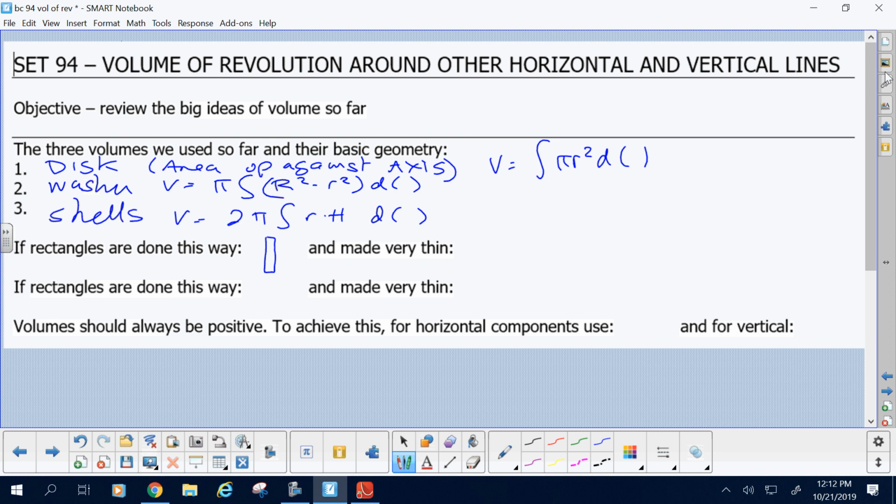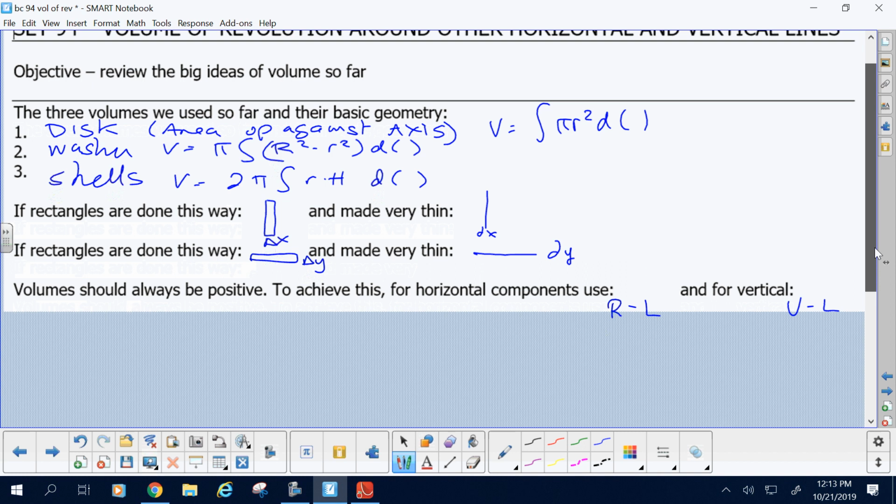which for the life of me I cannot get some of you to do, and they're made very thin, then all of a sudden that delta x becomes dx. If the rectangles are done this way, then that delta y gets thinner and thinner, so the slices looking like this become dy. Further, last big idea, volume should always be positive. To achieve this, you don't break out the big eraser and erase negatives. You say horizontal components should be right minus left, and vertical should be upper minus lower. If you do that, you should always get positive answers.